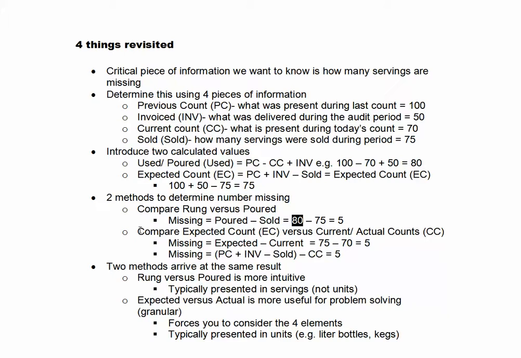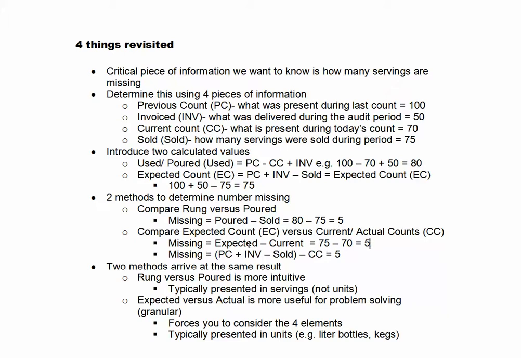Then the second method, which I think is a little bit less intuitive, but in practice it's what we do when we're using the software, and it's more useful when you're actually doing these calculations and trying to find errors, is to compare how many we should have had, the expected count, versus how many we did actually have, the current count. So this works as follows. The number missing is simply the expected count minus the current count. We calculate our expected count as 75 up here, and the current count was 70. So we just take the difference between those and come to that same answer. Obviously the 5 here is the same 5 here. Again, two different methods to come to the same conclusion.